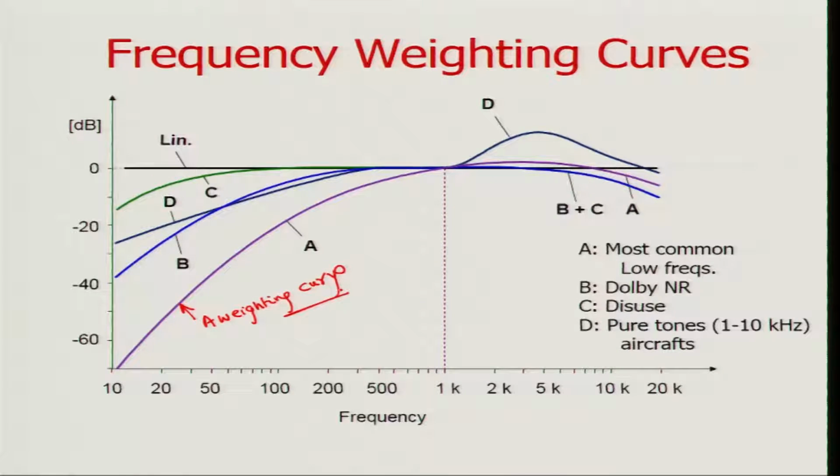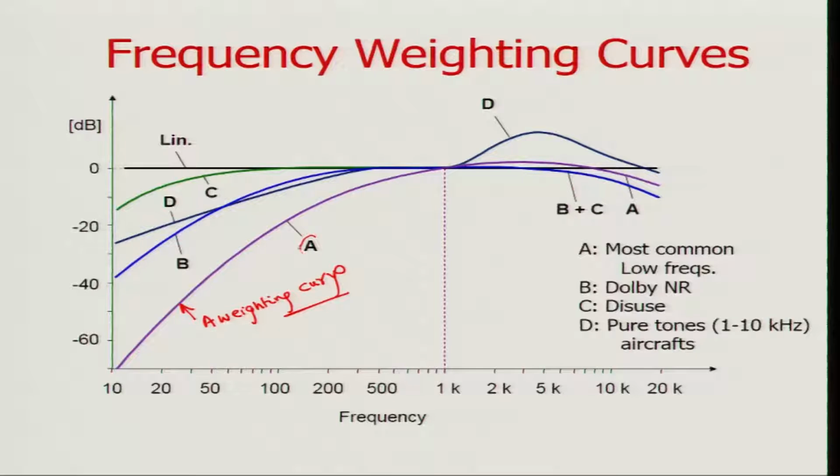This is the A weighting curve, and what this curve tells us is how the human perception of sound at different frequencies is different compared to the measured value of sound pressure level. And please note, the x axis is on a log scale as well as the y axis. Now, you see also that there are other weighting curves.